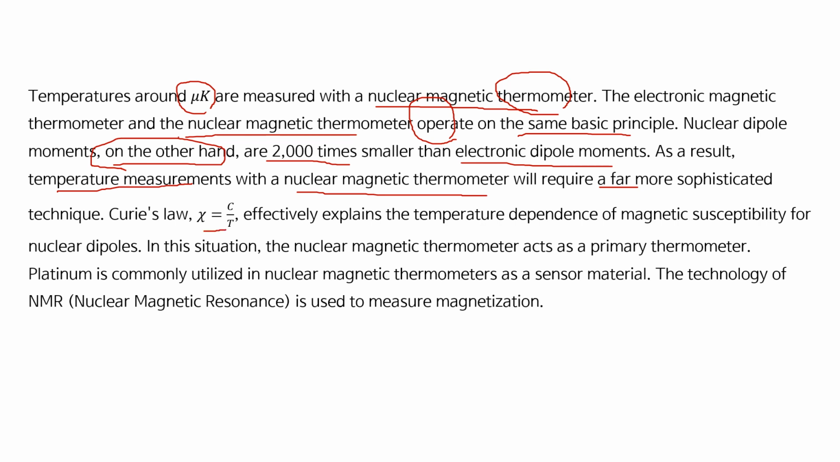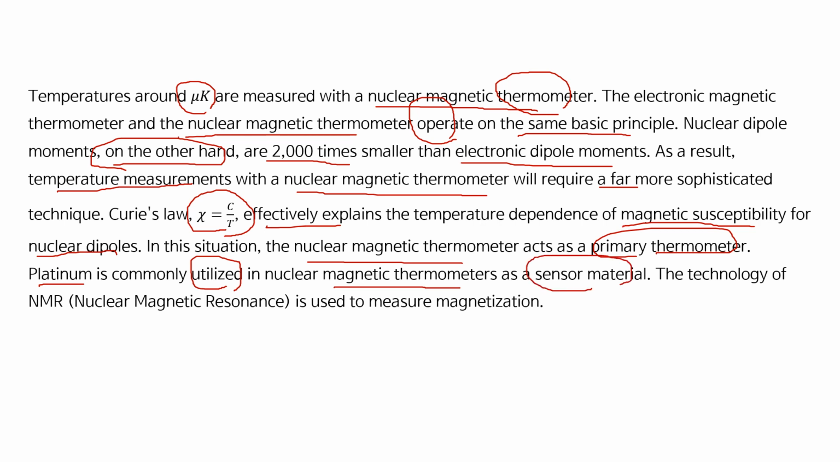Curie's law effectively explains the temperature dependence of magnetic susceptibility for nuclear dipoles. In this situation, the nuclear magnetic thermometer acts as a primary thermometer. Platinum is commonly utilized in nuclear magnetic thermometers as a sensor material. The technology of NMR, nuclear magnetic resonance, is used to measure magnetization.